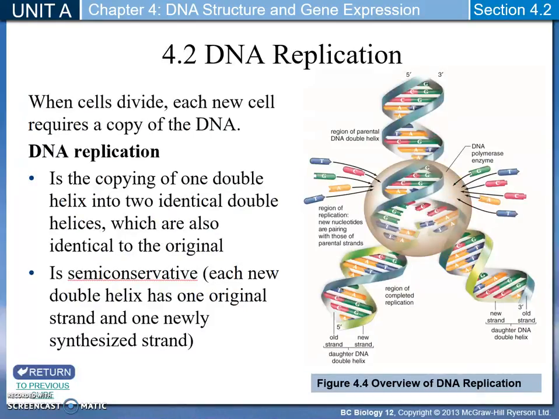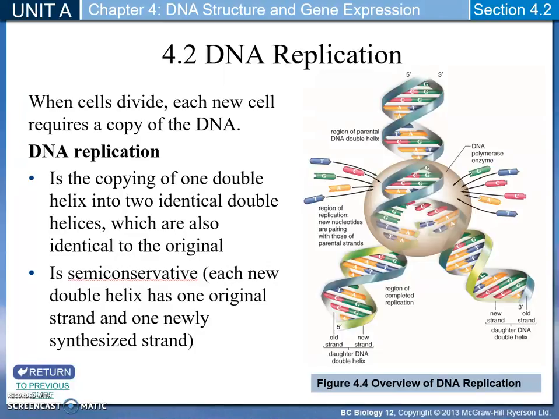Okay, so now we'll start to look at DNA replication. When cells divide, each new cell requires an exact copy of the DNA. So DNA replication is the copying of one double helix into 2 identical double helices, which are also identical to the original. This process is semi-conservative. Each new double helix has one original strand and one newly synthesized strand.